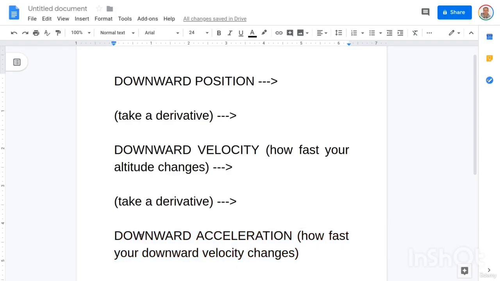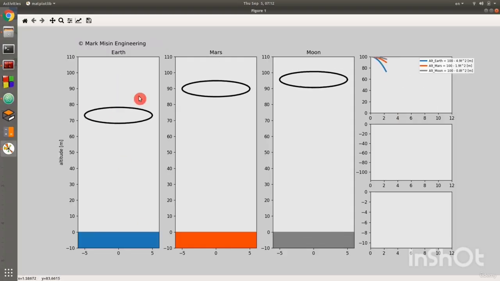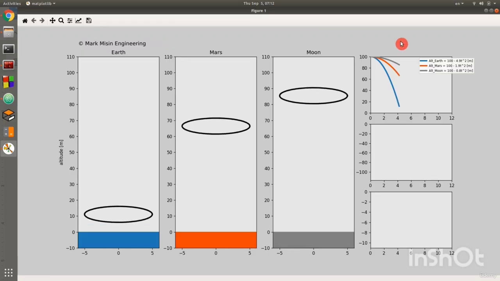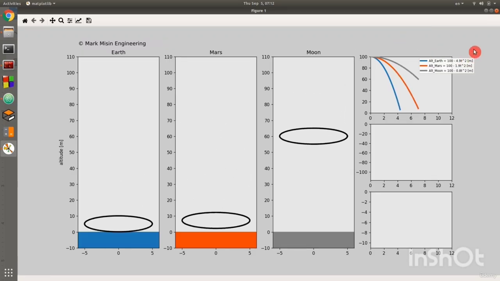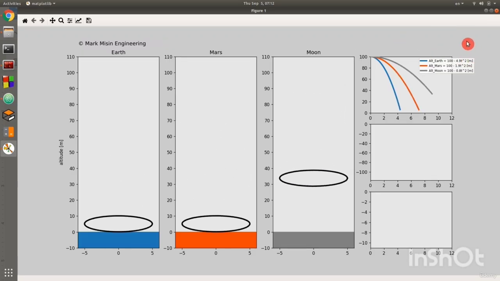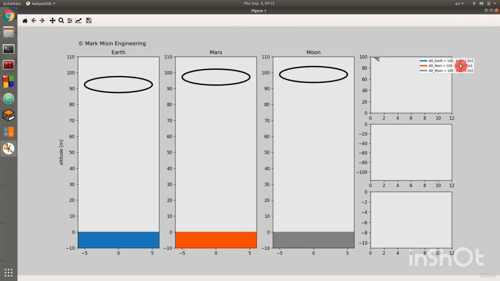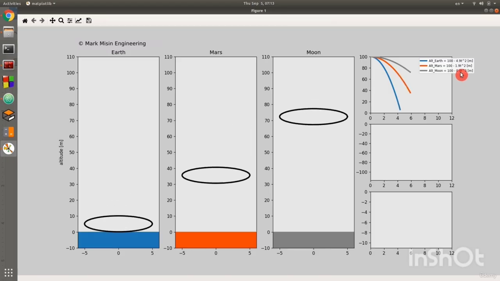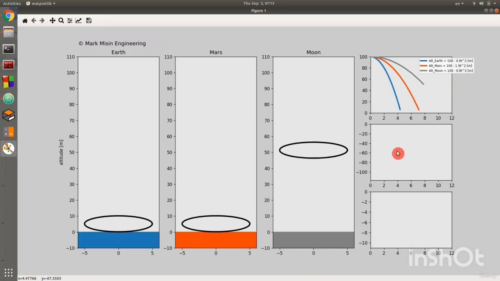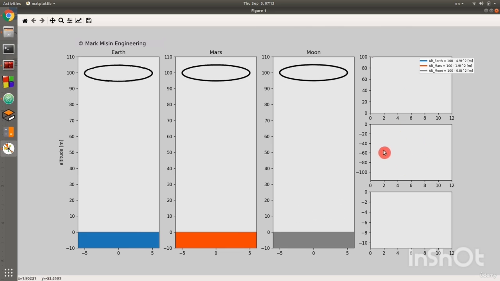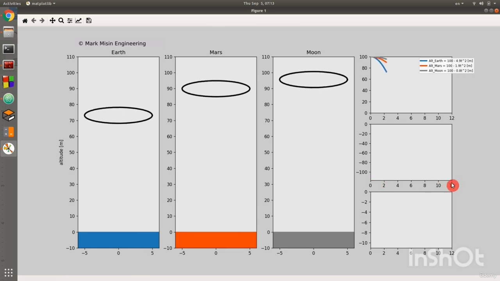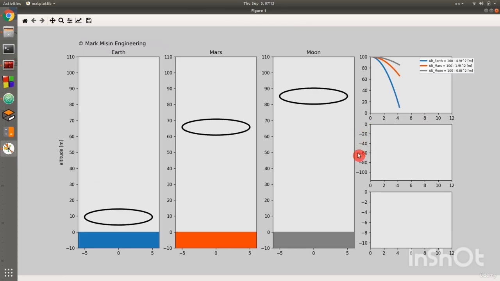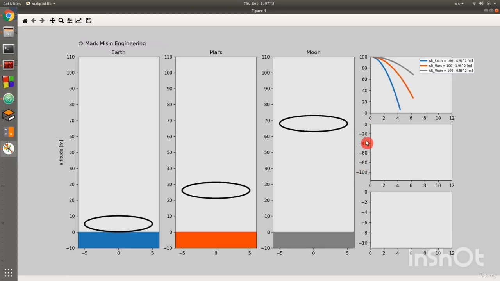And that is your exercise. You now know how to take a derivative of a function using the limit method that we had discussed before. And your exercise is to take these three functions here and take a derivative of these functions one time. Then here you will get the downward velocity function. So time here, and downward velocity is on the y-axis.